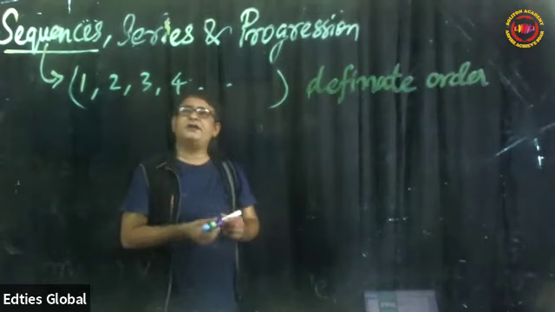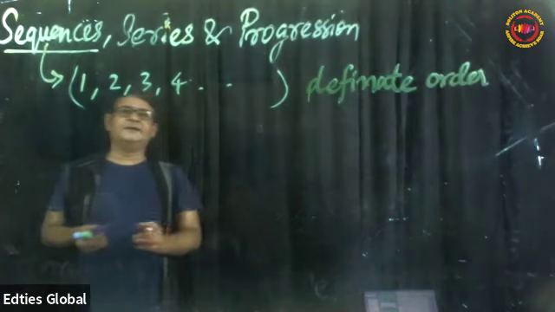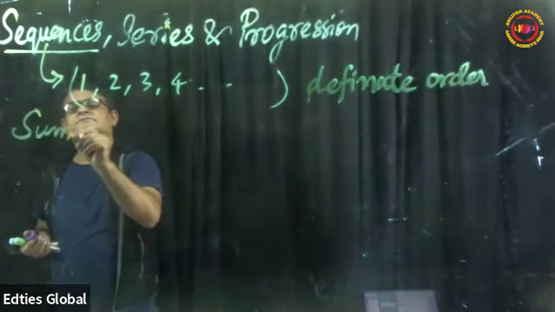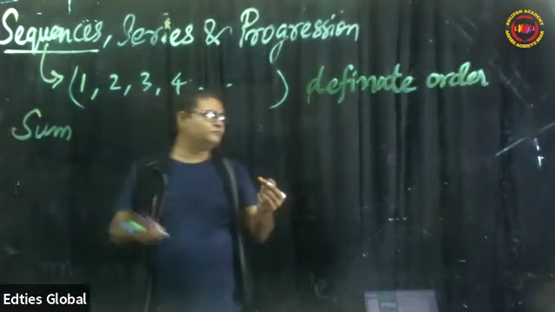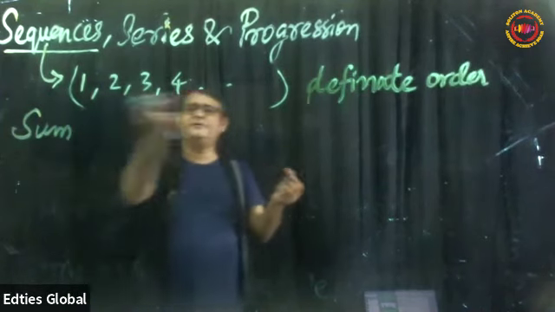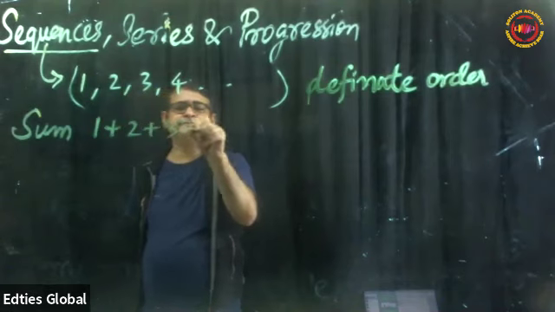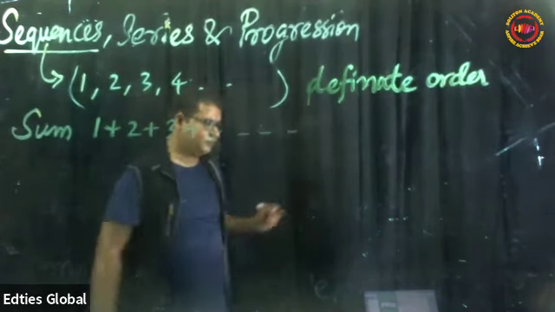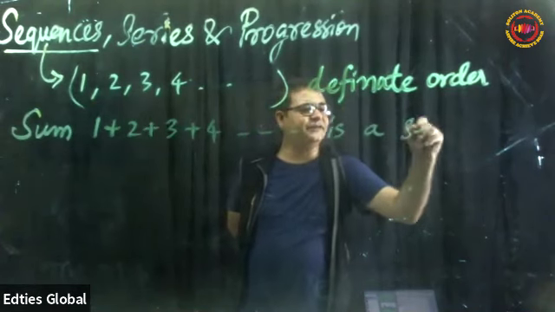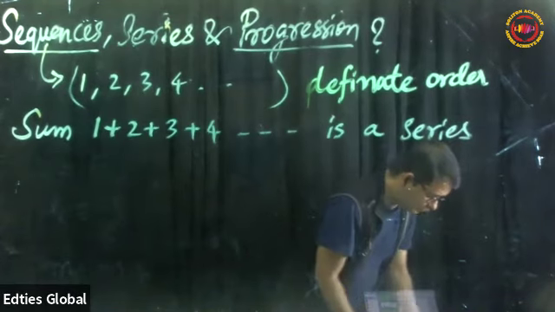And now, what is a series? What is meant by series? Does anybody have an idea? When these numbers are joined with positive or negative signs, the sequence is converted into a series. For example, we make the sum of these numbers, and so forth. Then this is a series.